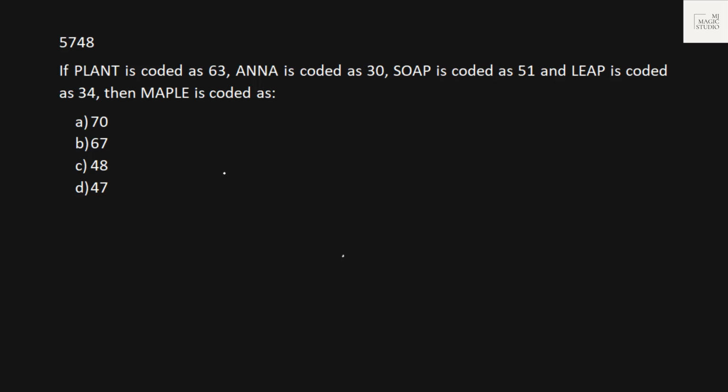Okay, this is one of its kind. Like PLANT is coded as 63, ANNA is 30, SOAP is 15, and many a time there should be some mathematical operations behind these number positions with which they have got 63, 30, and so on. Let us do it for ANNA. A is 1, N is 14, then 14 and then 1. This is given as 30. We can make out that they are adding.